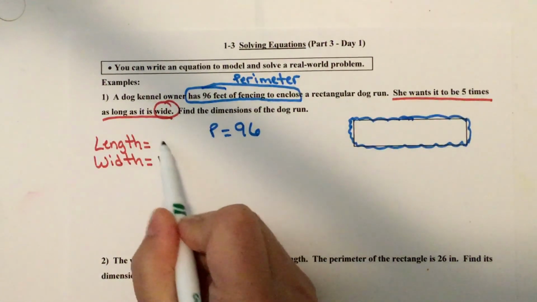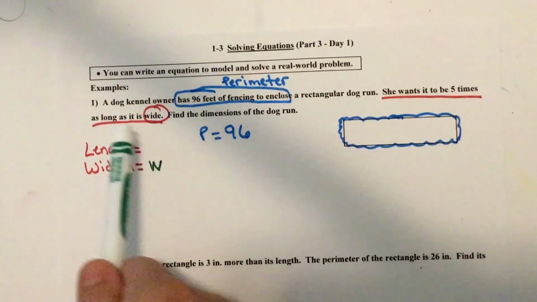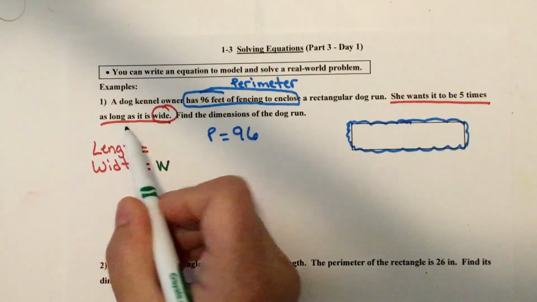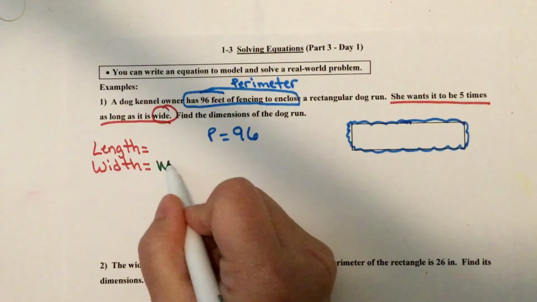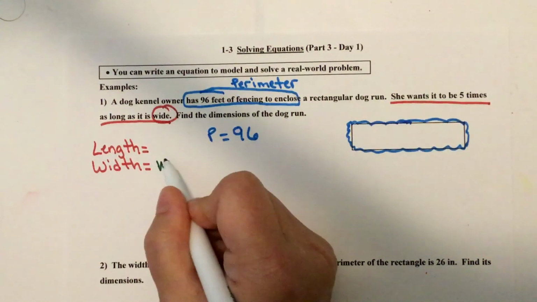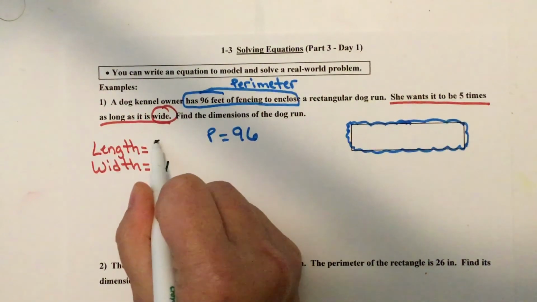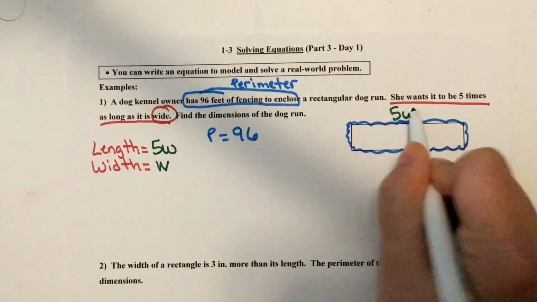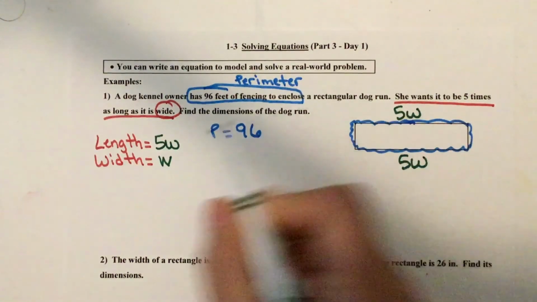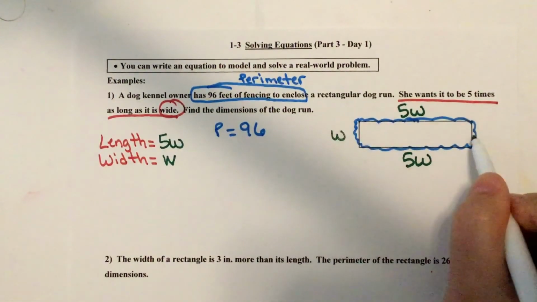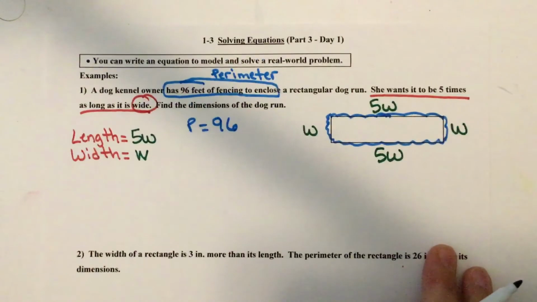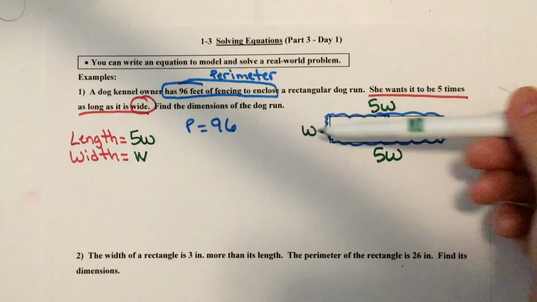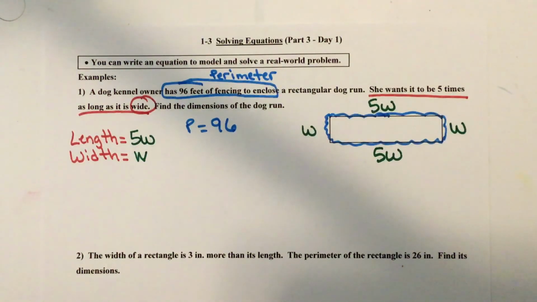I'm just going to use W because that's what the word width starts with. Now I come back and I try to figure out length based on this description up here. And it says she wants it to be 5 times as long as it is wide. So she wants the length to be 5 times as long as the width. So 5 times this would be 5W. So I know the lengths are 5W, and I know the widths are W. And you find perimeter of any rectangle by adding up all the sides. So I'm going to add up all these sides.